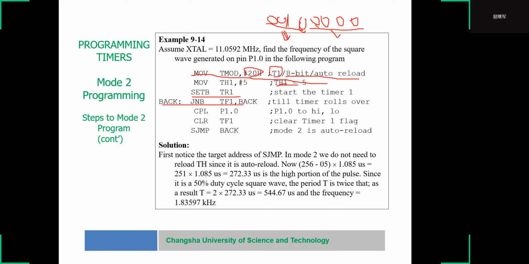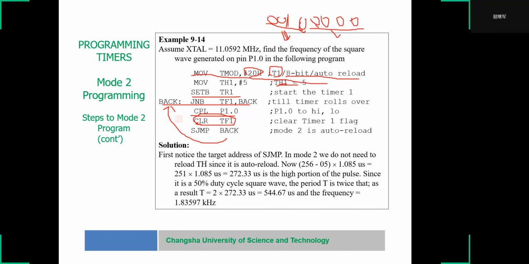Check if the timer has arrived. CPL the state of P1.0. Clearing the TF, the timer flag. Jump back here. This is a simple program for using model 2, 8 bits auto reload.